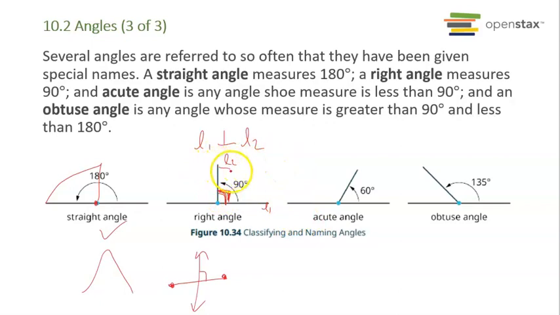If I kept closing this, and I have an angle that's smaller than 90, but not 0, right?